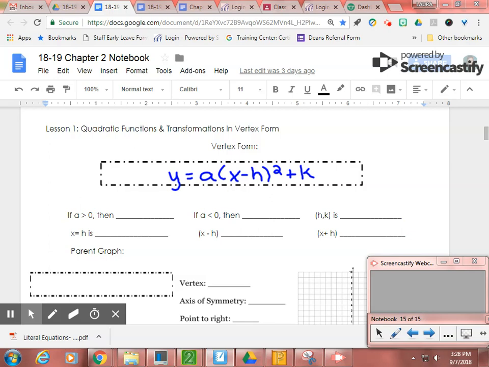So what you need to know about this is if a is greater than 0, then it opens up. If it's less than 0, meaning it's negative, it's going to open down. And again, that has to do with this number that's going to be out in front. (h, k) is our vertex, and x equals h is called our axis of symmetry.